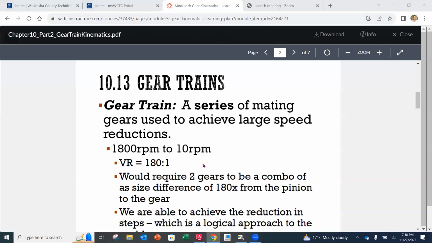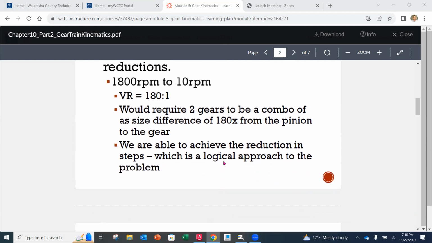So for instance, if we want to go from 1800 RPMs to 10 RPMs, this would be a single velocity ratio of 180 to 1. If we had one gear with, let's say, a 10 inch pitch diameter, the gear engaged with it would have to be 180 times larger, which would be super big, right? So by breaking it down into smaller bits, we can create a train that is more compact and more easily designed into things.